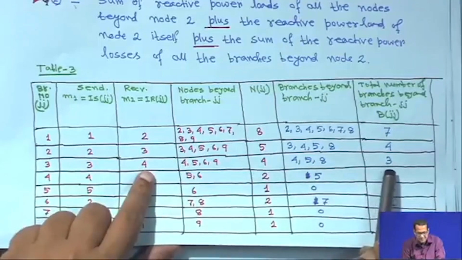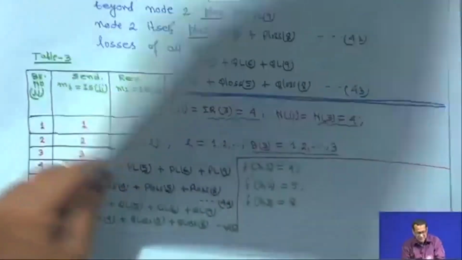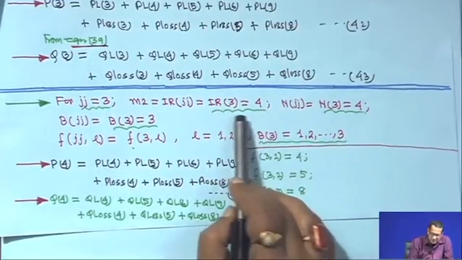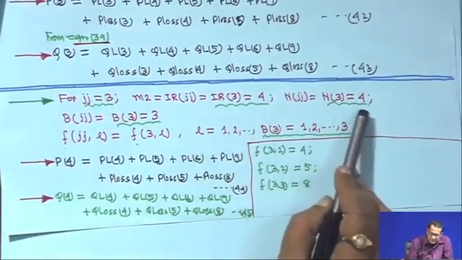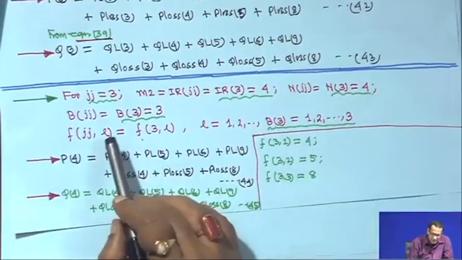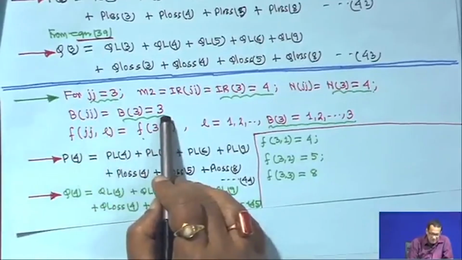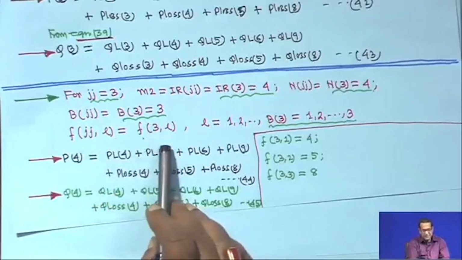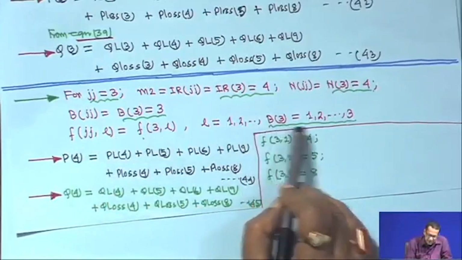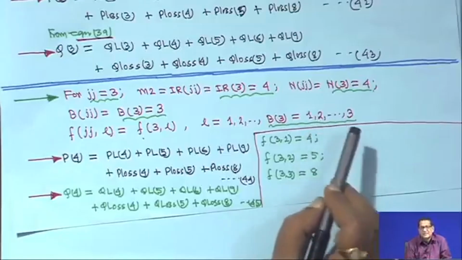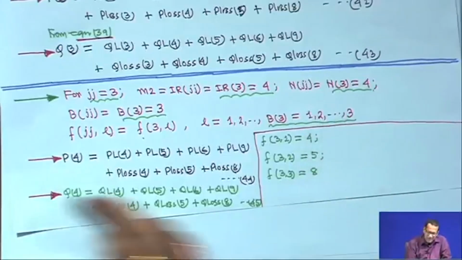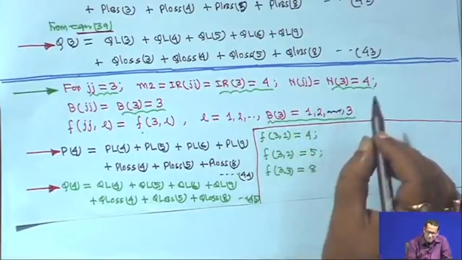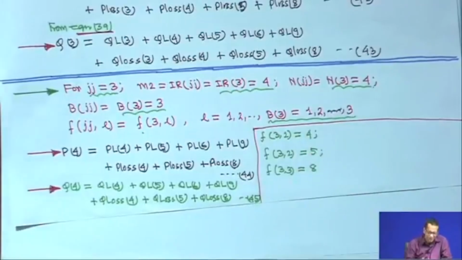So, BJJ, B3, is equal to 3, right. In this case also M2 is equal to 4, N3 is equal to 4, and B3 is equal to 3. So, FJJL, JJ is equal to 3, F3L matrix for L equal to 1 to B3, that is just 3 elements: 1, 2 and 3. So, no need to put comma here, and no need to put dot dot dot. 1, 2, 3, 3 elements are there, right.